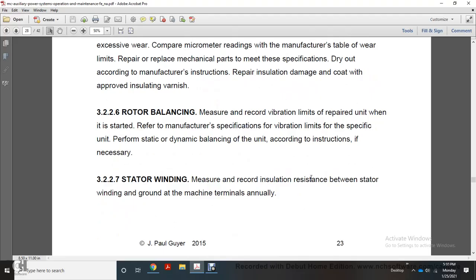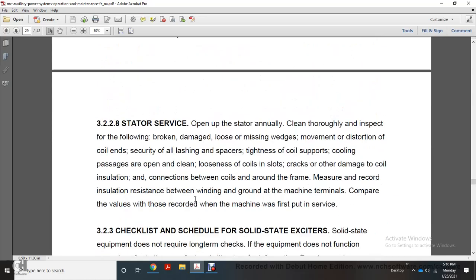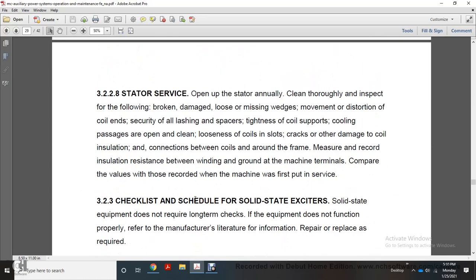Stator winding. Measure and record the insulation resistance between the stator winding and the ground of the machine terminals annually. Stator surface. Upon opening the stator annually, clean it thoroughly and inspect for broken or damaged leads, missing wedges, movement or distortion of the coil, and security of all the lashing. Check the tightness of the coil support, the cooling path for openness and cleanliness, and looseness of the coil in the slots. Check for cracks or damage to the coil insulation and connections between the coil and the frame ground. Measure and record the insulation resistance between the winding and the ground of the machine terminals, and compare the value with the record from when the machine was first put in service.